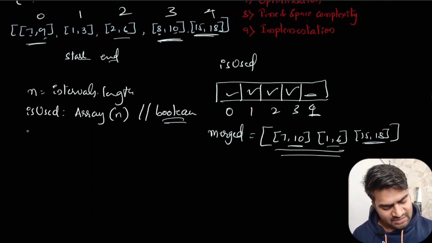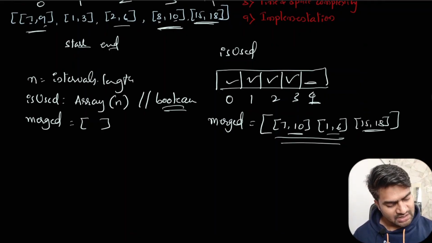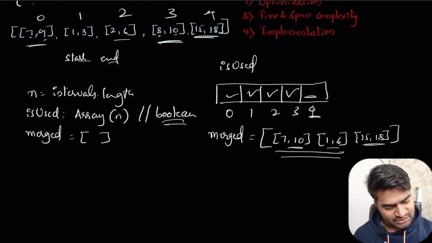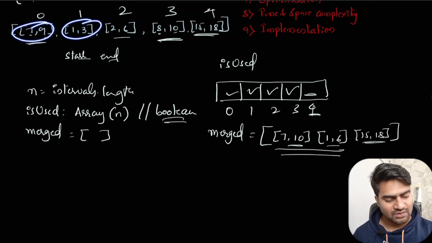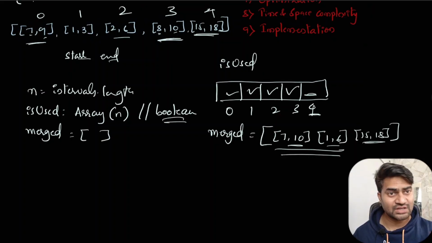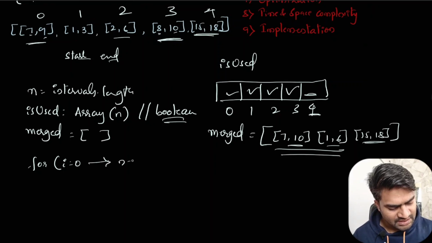Next, we need a merged array. Assume this is our merged array of some random length. You can take a list, basically an array list, or a normal array in JavaScript. Okay, with this, do we need anything else? No, right? So now let us start. What we did, we processed intervals one after the other. Correct, right? For that we need one for loop. So I will use a for loop for i equal to 0 to n minus 1.